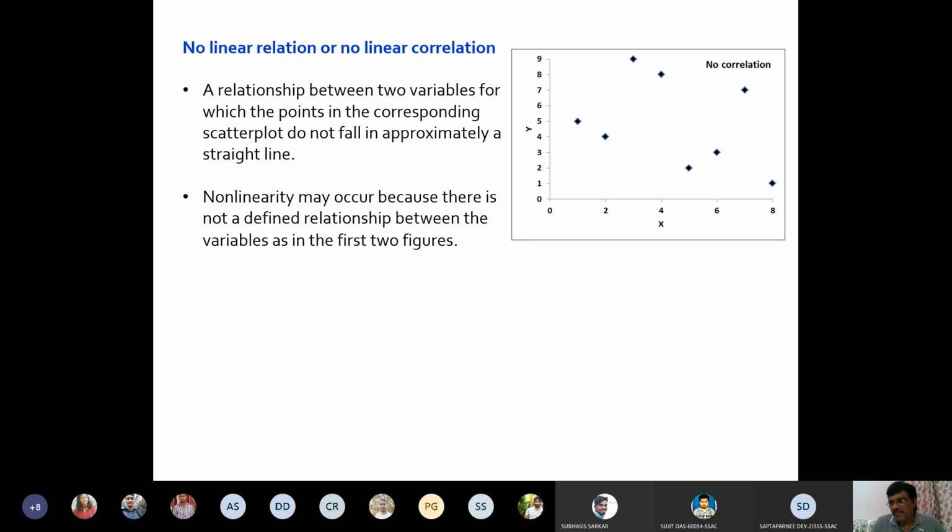There may also be a situation where there is no trend in the scatter plot. In the data in this picture, you can see there is no trend. So this is no correlation. Many times two variables may not be related at all. It is not always necessary.